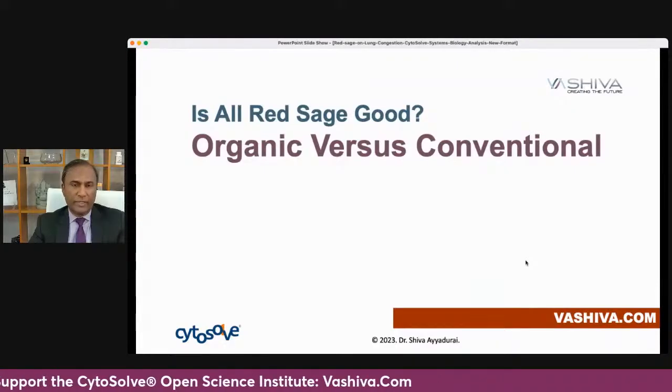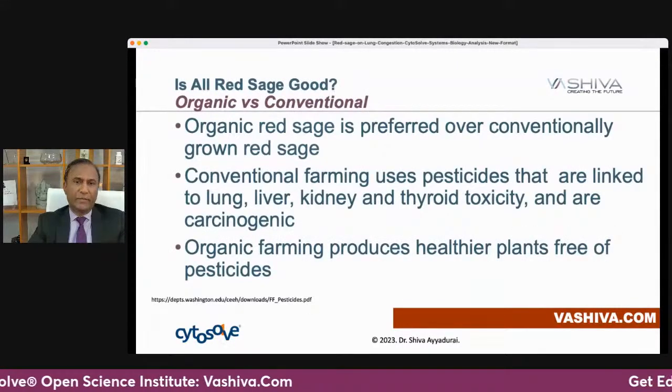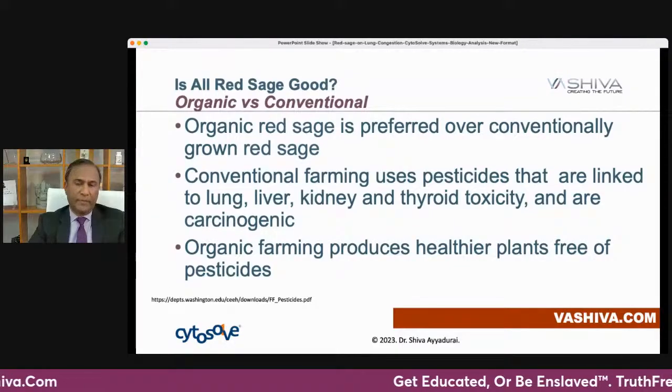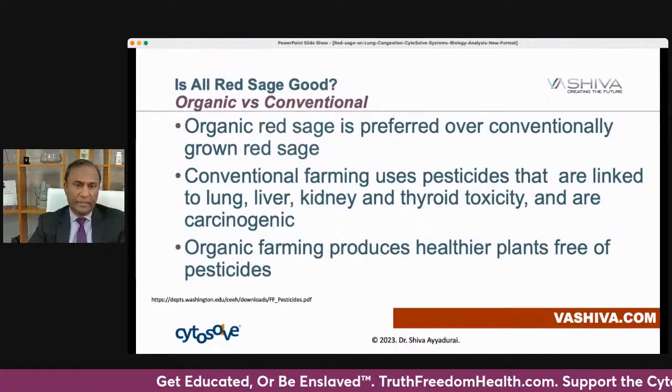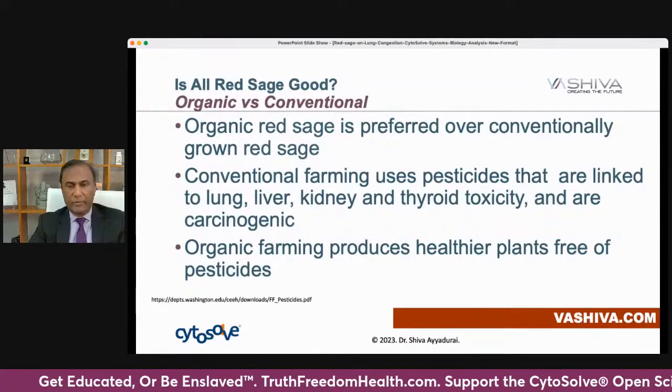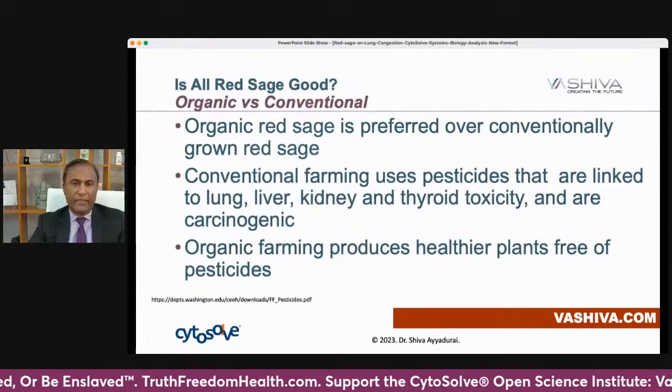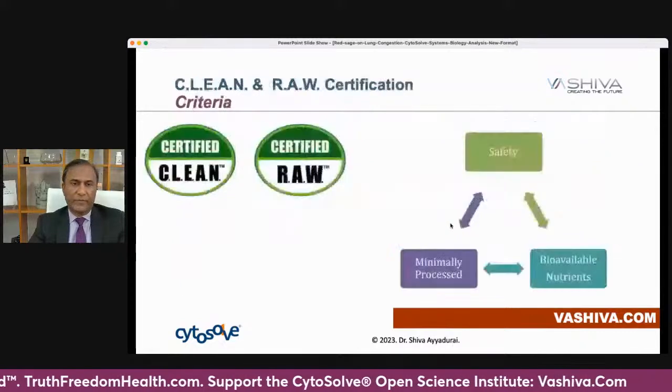What version should you take? Well, organic obviously is preferred over conventional because conventional farming uses a lot of pesticides. So you can get lung, liver, kidney, and thyroid toxicity. And it's also carcinogenic, which means it causes cancer. And organic farming obviously produces healthier plants free of pesticides.